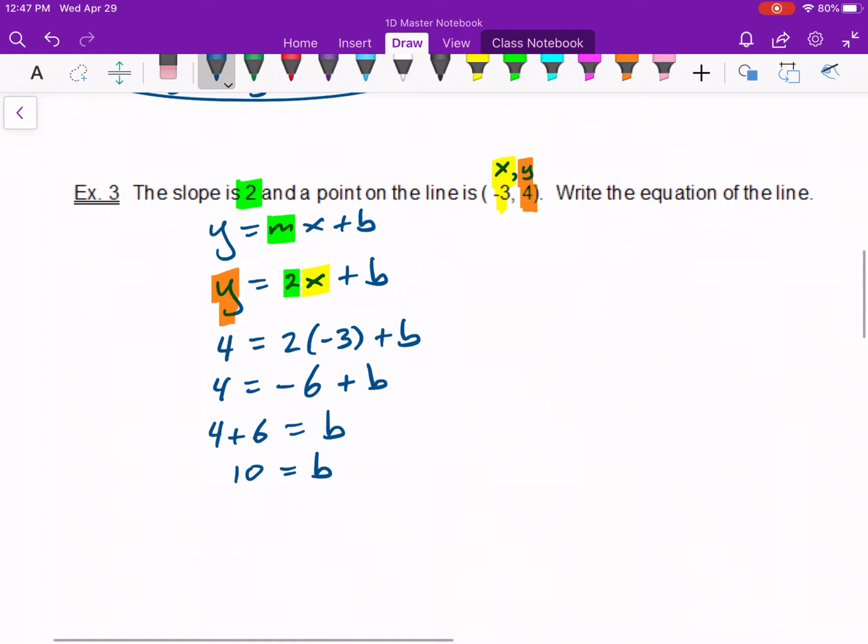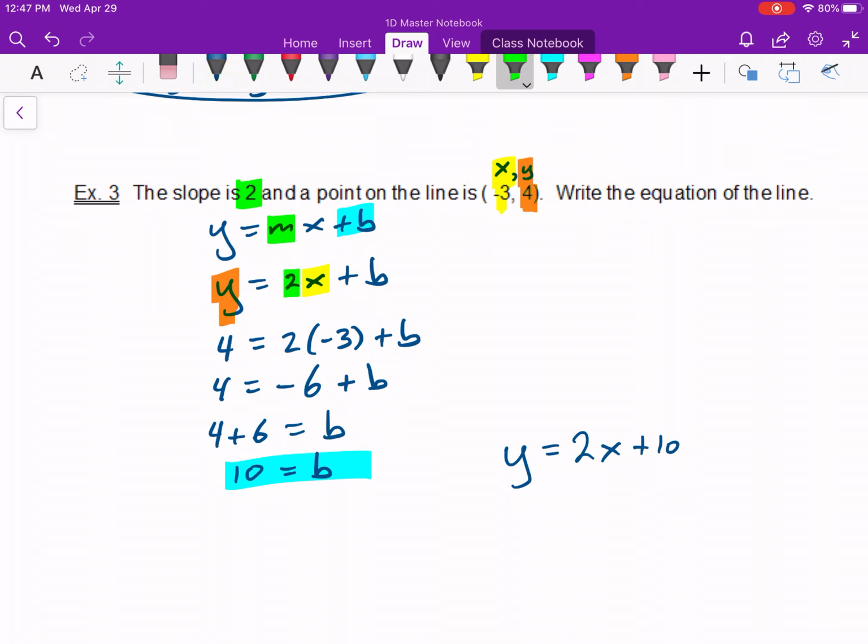What was I using? I was using blue for y-intercept. Now I've actually got my y-intercept, don't I? So now I can go back and say, okay, y equals 2x, so I'll put y and x back in there, but y equals 2x plus 10. So the 2 was given to me originally. I had to go through some steps to find out what b was, but now I've got the full equation.